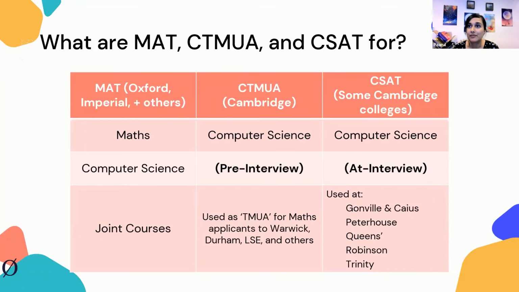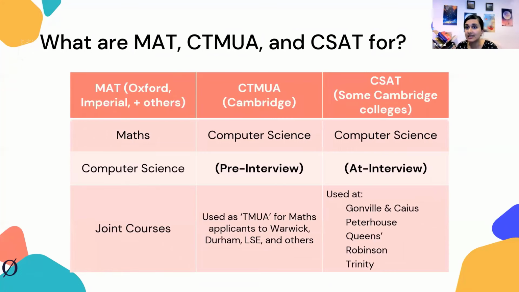So then we have the CSAT. The CSAT is a test that used to be the admissions test for computer science applicants. It's a test that you sit at interview, and the reason they switched from the CSAT to the CTMUA a few years ago was that there were just so many applicants. It's a very popular course. There are so many applicants that they needed a way to whittle down the candidates before interview, if that makes sense.